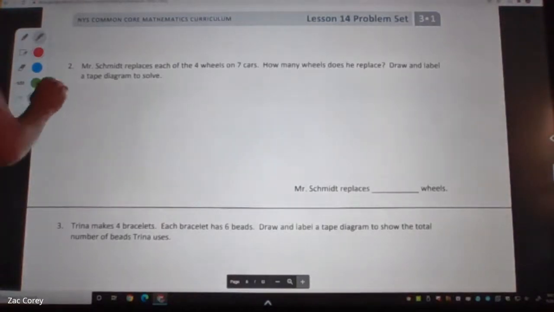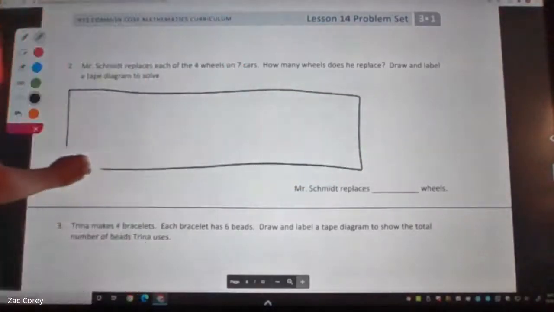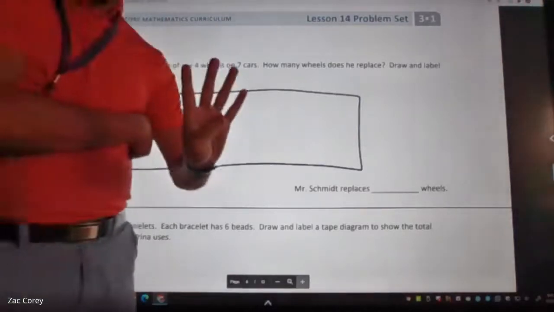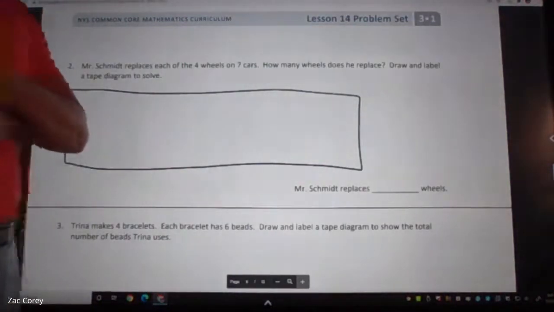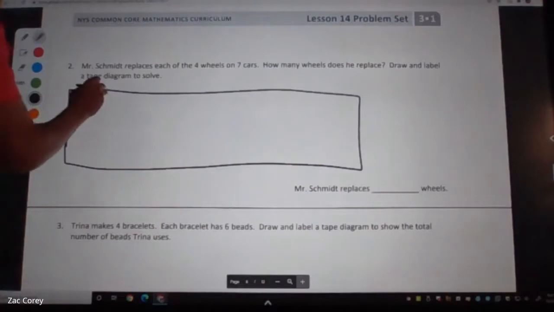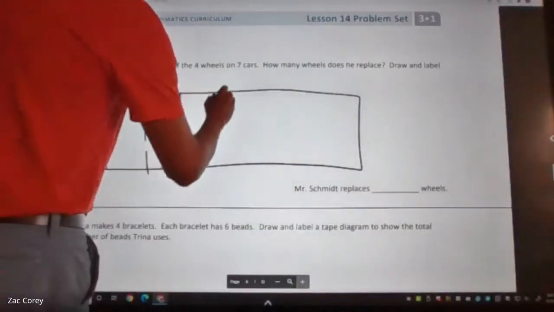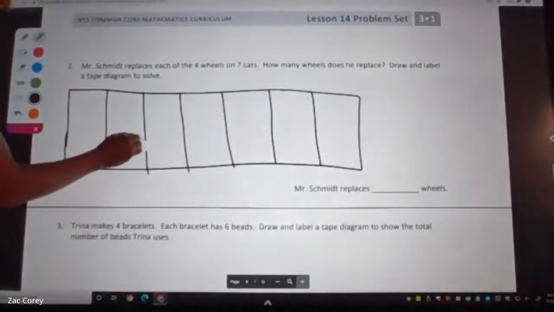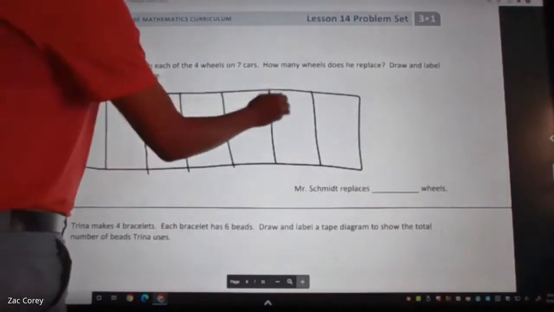All right, so let's draw our tape diagram first. If you remember, that's one of those big rectangles. Okay. So he replaces each of the 4 wheels on 7 cars. So as we know, a car has 4 wheels, right? So 4 tires, 4 wheels. And we're talking about 7 cars. So since we have 7 cars, let's go ahead and make 7 boxes on our tape diagram that represent 1 for each car. So we have 1 box, 2 boxes, 3 boxes, 4, 5, 6, 7. So we have 7 boxes that represent 7 cars.